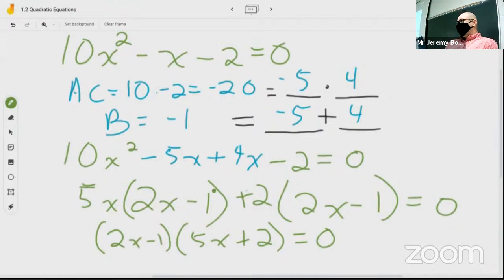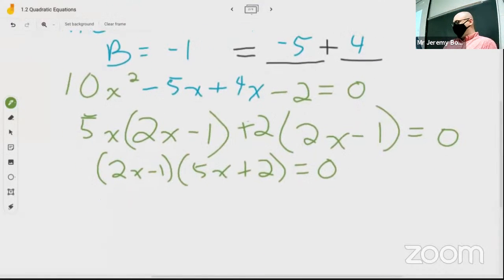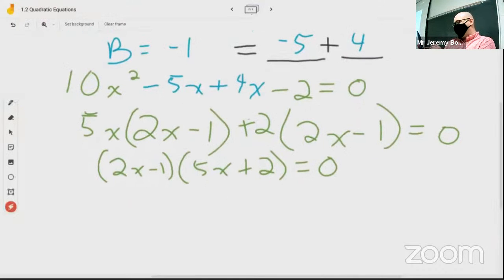Questions there? All right, so now zero product property. This times this is equal to 0. That allows us to say that either 2x minus 1 is equal to 0, or 5x plus 2 is equal to 0.